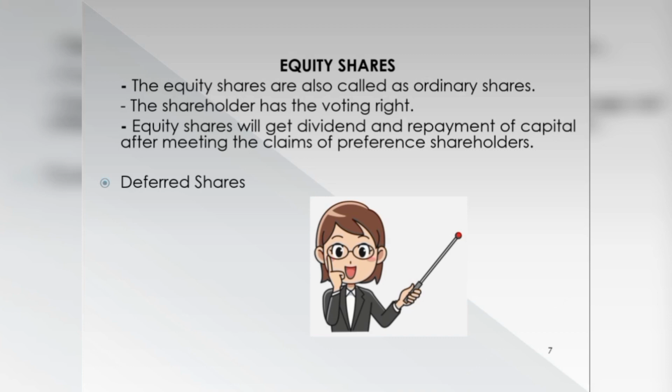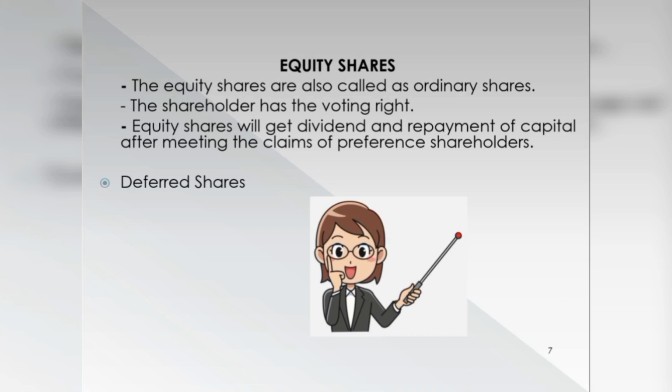These equity shareholders are paid back at the time of winding up of the company after all the creditors and preference shareholders have been paid in full, and not at any time during its working life. These equity shares are also called ordinary shares, and these shareholders have the voting rights. The equity shares will get dividend and repayment of capital only after meeting the claims of preference shareholders.